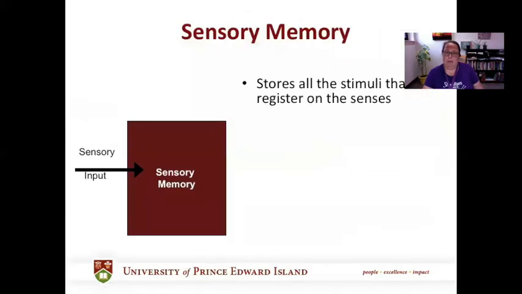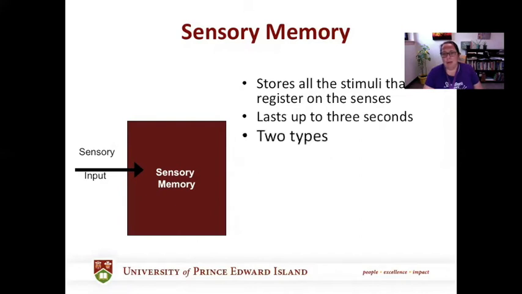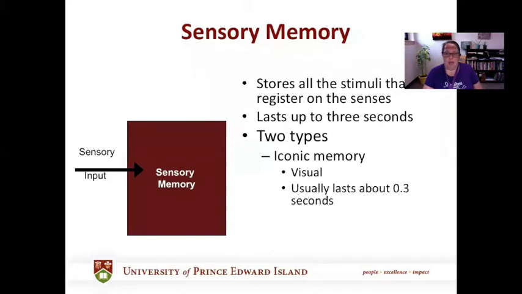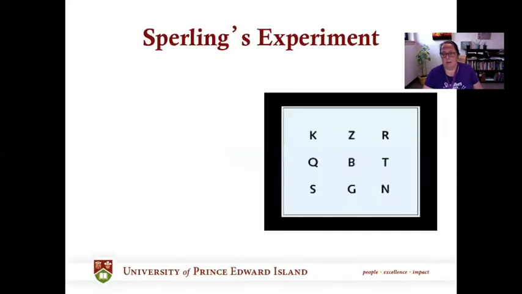So I'll break these down a little bit. Sensory memory stores all the stimuli that we register in our senses. It lasts only up to about 3 seconds, and we have 2 types. We have iconic memory, which is visual memory or memory for images, and it lasts just a fraction of a second. And we'll talk a little bit about Sperling's tests in the 60s and how they relate to iconic memory. And then we have echoic memory, or memory for sounds. And we'll talk a little bit about this later, okay?